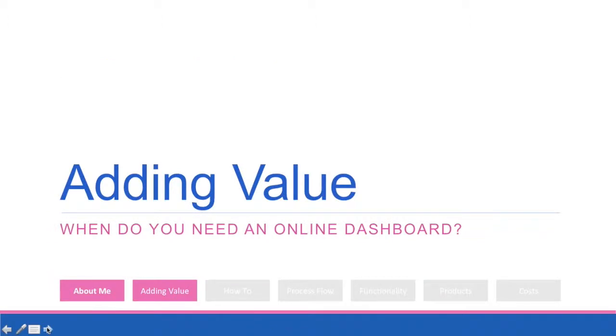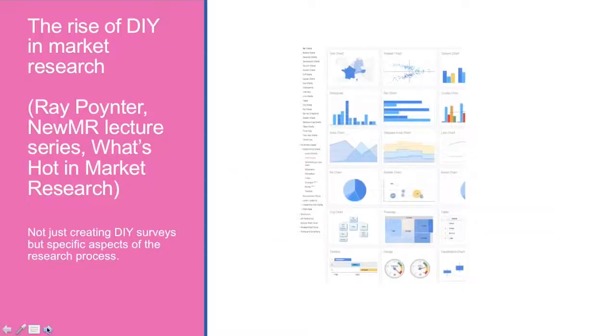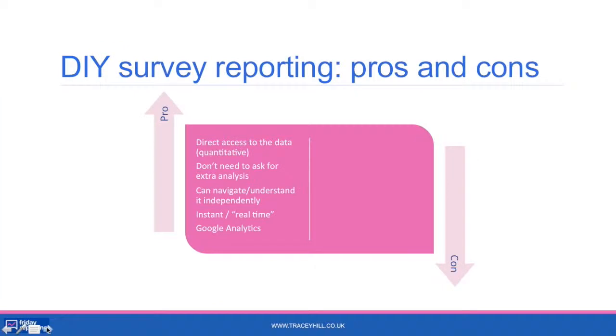Okay, so thinking about when you would need an online dashboard. In a webinar a couple of weeks ago, Ray Pointer identified DIY as a trend in market research at the moment, not just DIY in terms of survey tools like SurveyMonkey, but specific aspects of the research process becoming more self-accessed. And it's all part of the EasyJet Expedia model, where people are getting more used to accessing tools that allow them to do things themselves. And I think reporting is part of this.